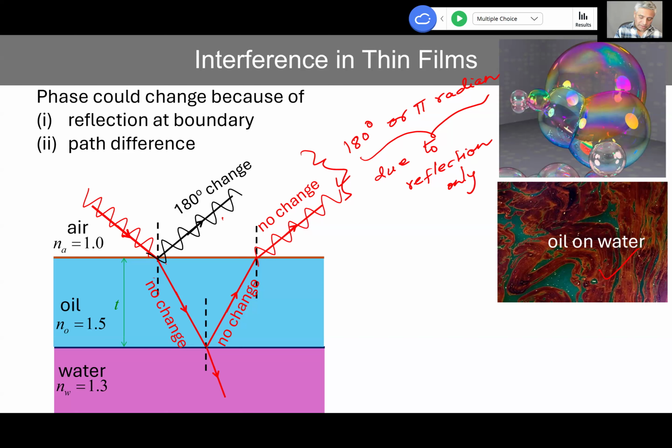But notice this ray had to travel more distance compared to this one over here. So it went through double. So assuming that, see here, the thickness of these, so bubble, probably you may have noticed, they are very thin. Okay, so that means we can think this thickness is very close to this one over there. So the path difference in this case is 2t.